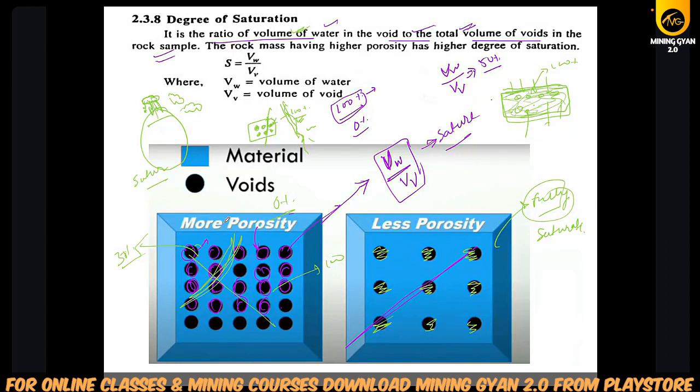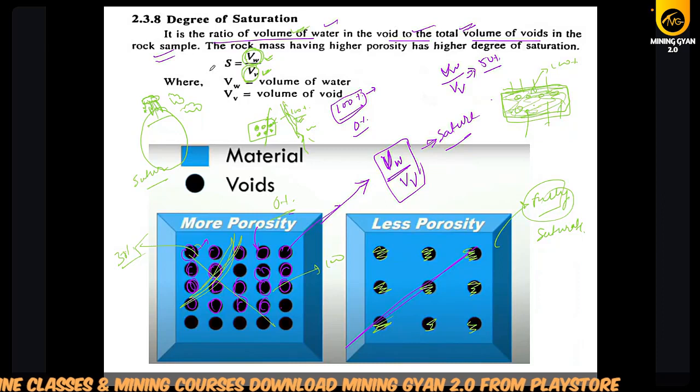That means the ratio of the volume of the water divided by the volume of the void. You should remember this formula.